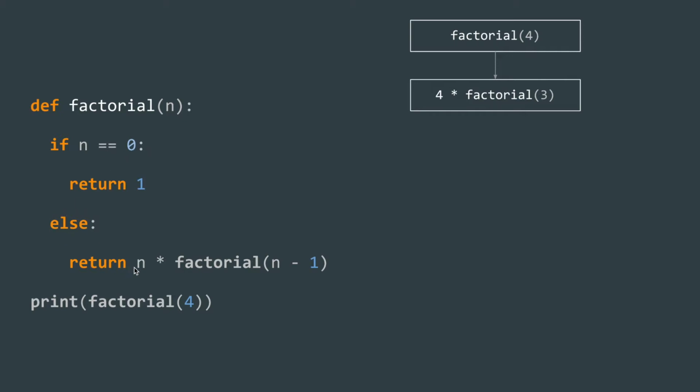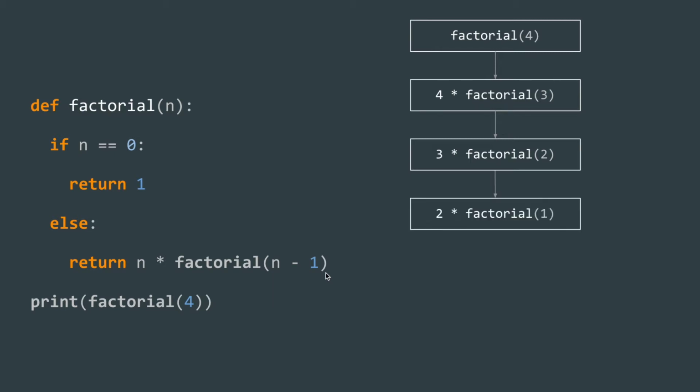So in other words, we're just going to return 4 times the factorial of 4 minus 1, or the factorial of 3. So 3 gets passed in. So we go through this again. 3 isn't equal to 0. We're not going to return 1. We're going to jump down here. We're going to return 3 times factorial of 3 minus 1, or the factorial of 2.